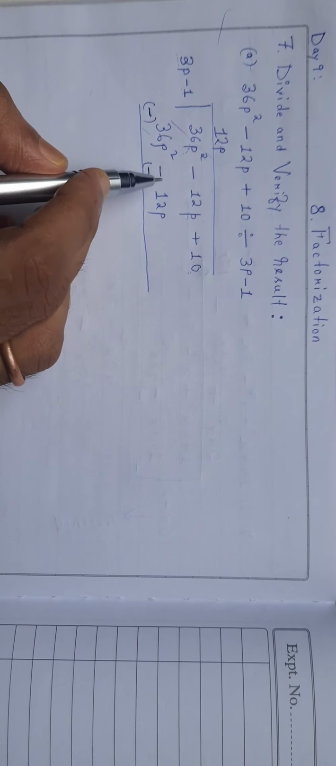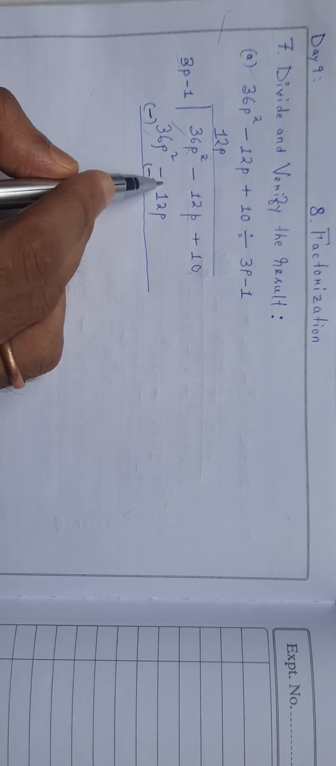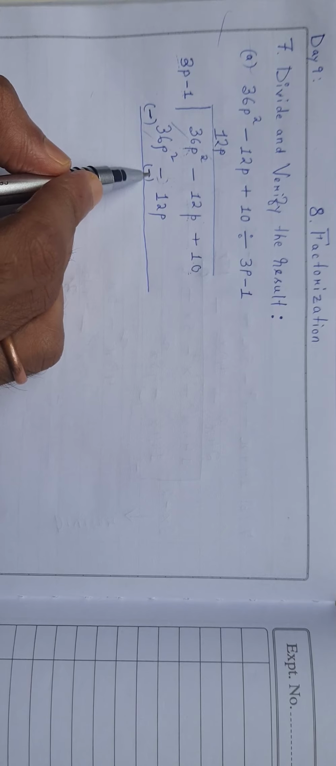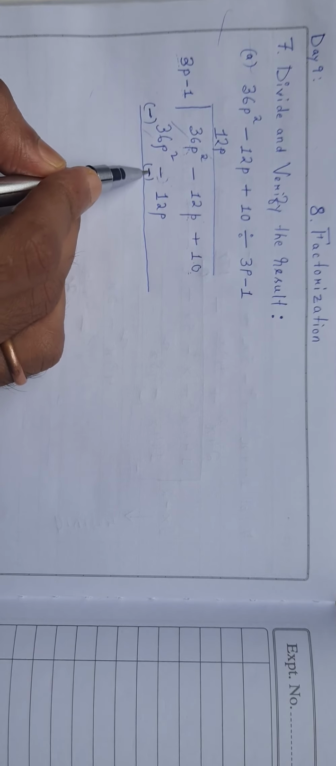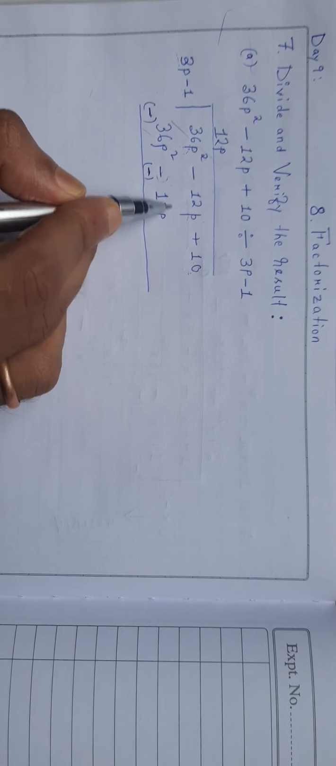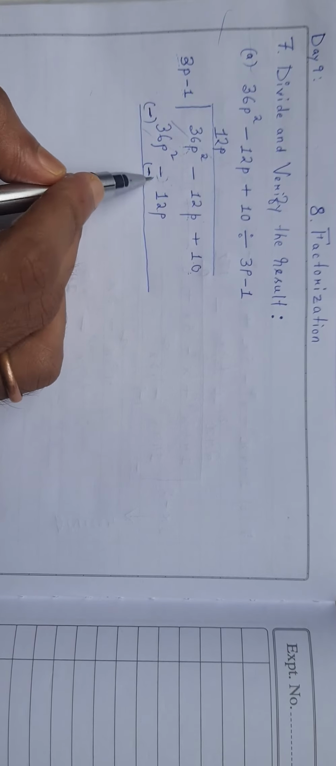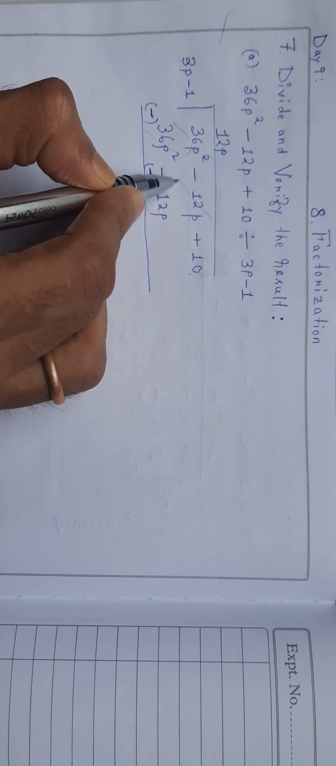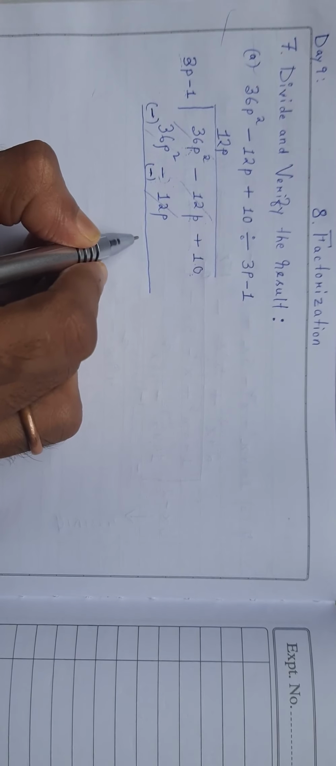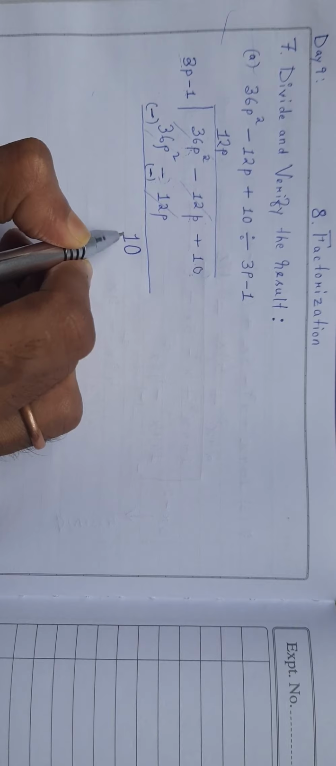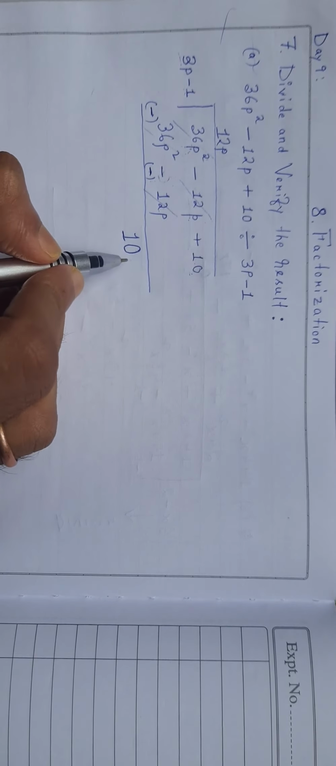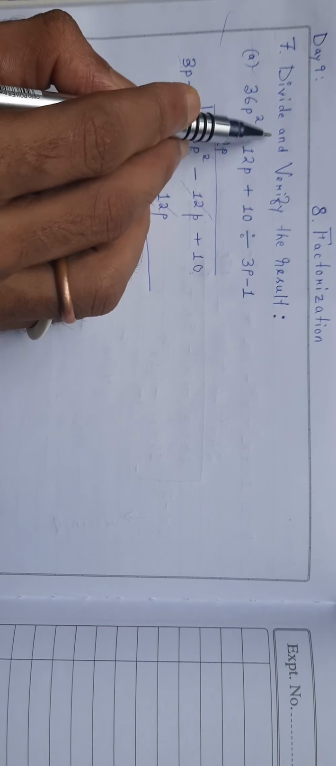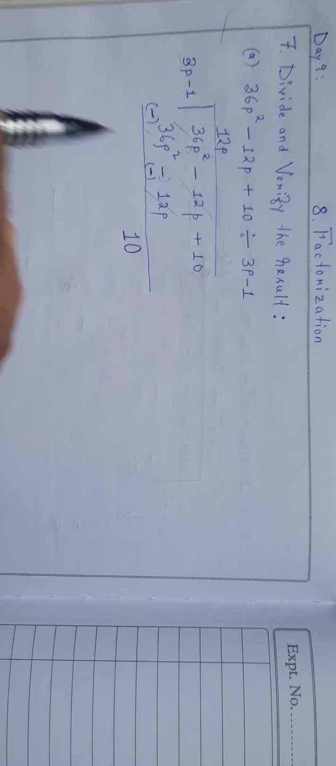Here you will find minus 12p is given in the question. This minus is already given in the question, and this is the formula's minus which follows from the division rule. So this minus and this minus will make it plus. So ultimately this number will be plus 12p. So when it becomes plus 12p and this is minus 12p, both of them will be cancelled. So we are left with plus 10, which is the remainder. So this is the first part, how we divide an algebraic expression or a polynomial.